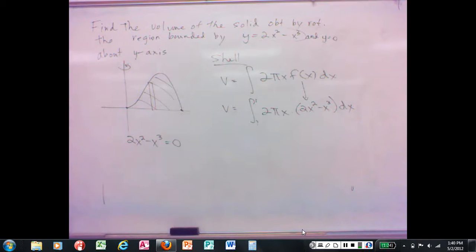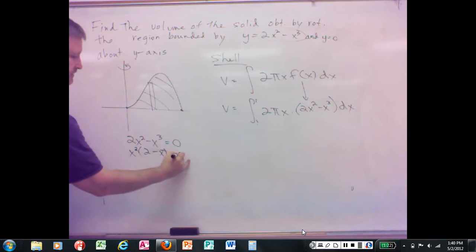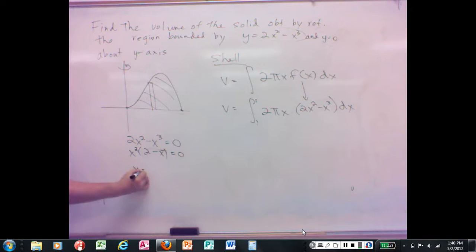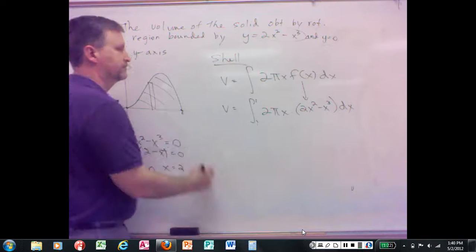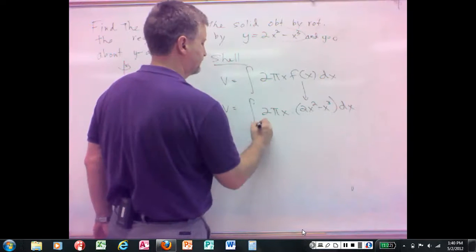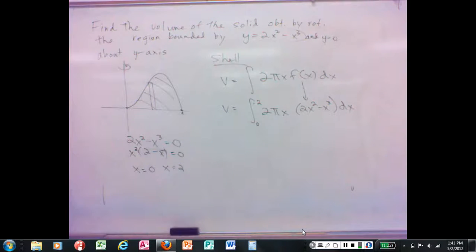2x squared minus x cubed. Factor off an x squared. That would be 2 minus x. So that would be, yeah, x is 0 and x is 2, wouldn't it? So that is 0 to 2. Is everybody with me on that?